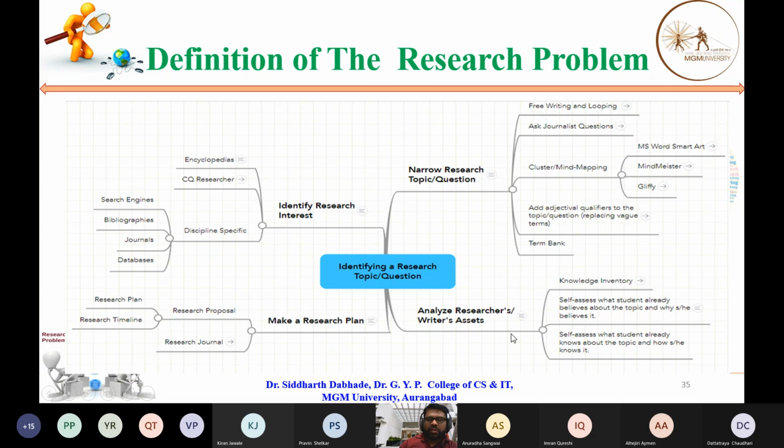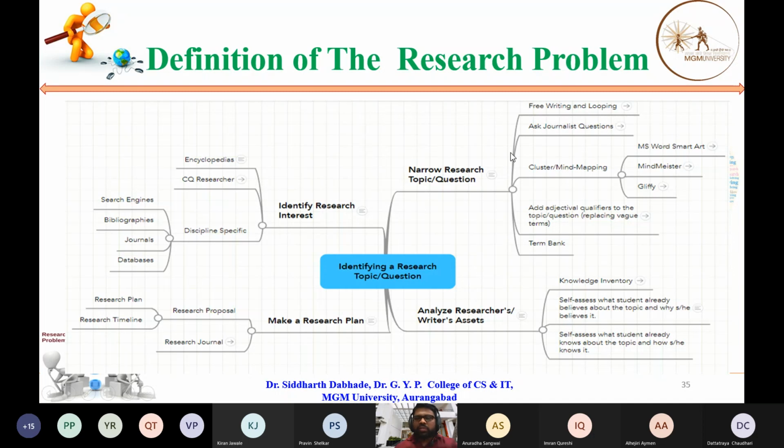Once your research plan is complete, at that time you should analyze it. What are your facts? What knowledge have you discovered? So a knowledge inventory is there. Self-assess what studies already believe about the topic and why you believe it. What facts you have found, you need to report in the form of reports. Certain report writing should be there.